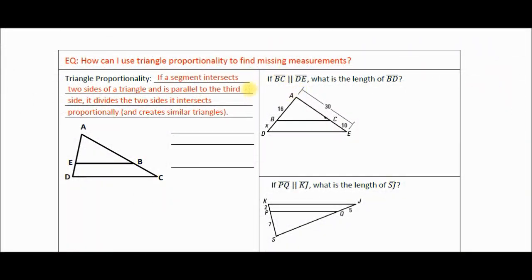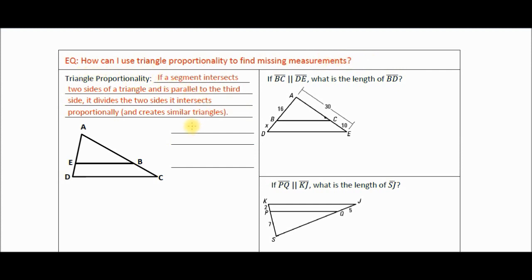This video will cover section 5 of your Unit 7 Similarity Flipbook. It's the top flap of section number 5, and this section is labeled Triangle Proportionality. Here is our essential question: How can I use triangle proportionality to find missing measurements? And once you get that copied down, class, let's define triangle proportionality.